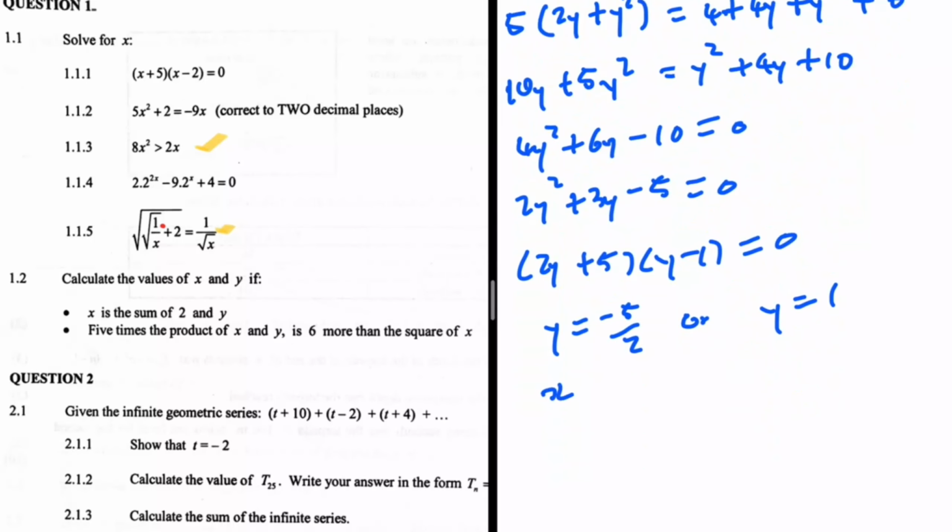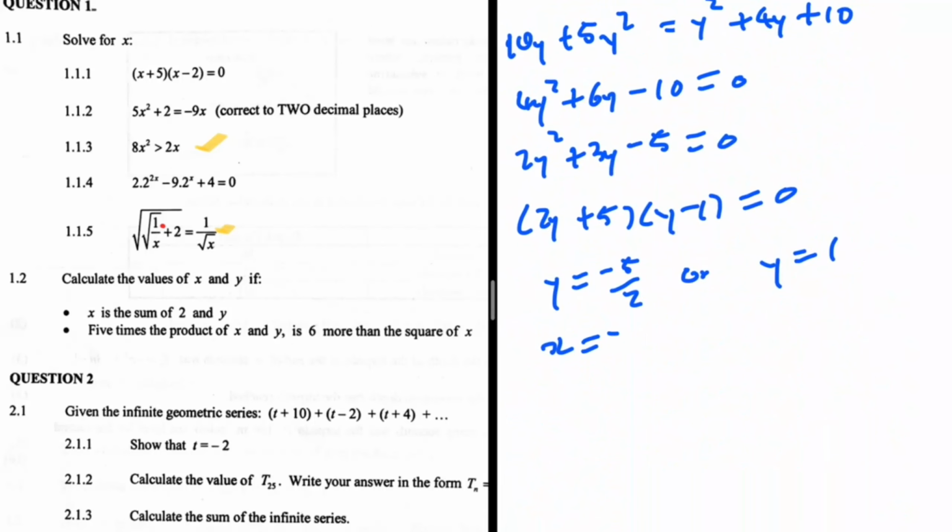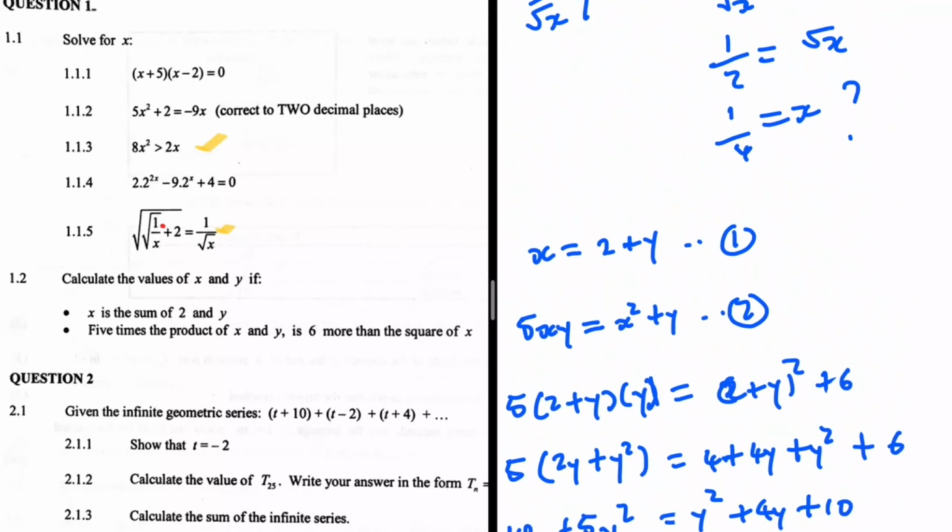Okay, so x is equal to what? x is equal to 2 plus y. So that will be 2 plus 1, so x is equal to 3. And then on the other hand, 2 plus minus 5 over 2, that is x is equal to minus 1 over 2. So there we go, that is 1.2. It's an easy equation as soon as you figure out how to set up your two equations. Which question do you want me to do next? Let me know in the comments.